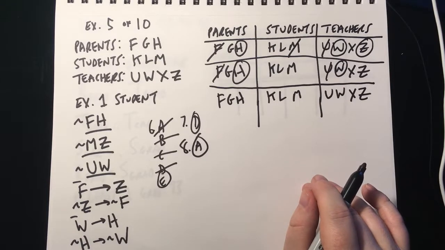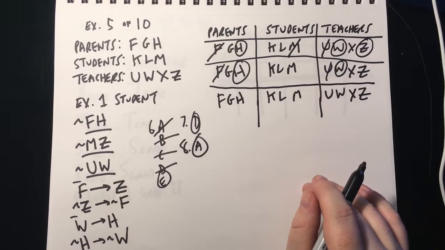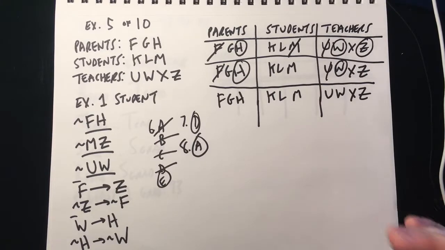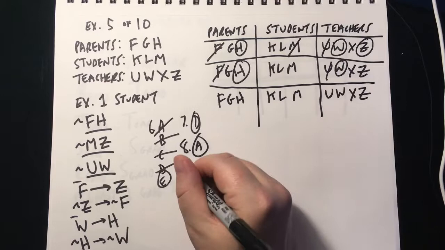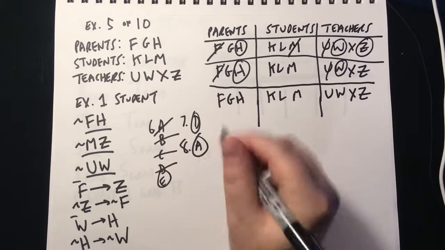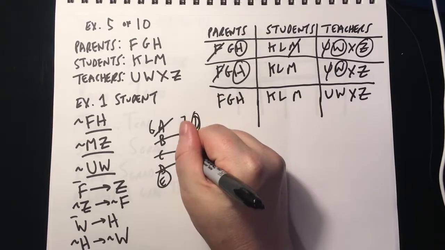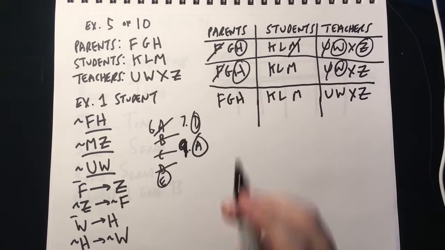So, question number 10 says, if the committee is to include exactly one parent, then which of the following is a person who must be selected? So let's pause for a second in question number 10 here. Oops, and this was question number 9. Sorry, I marked it 8.